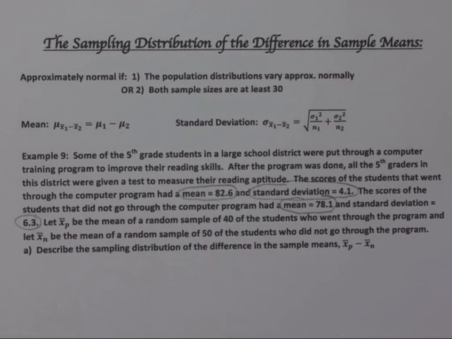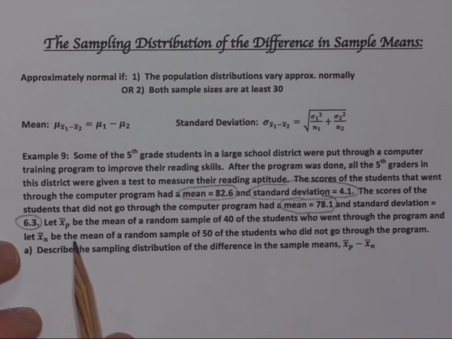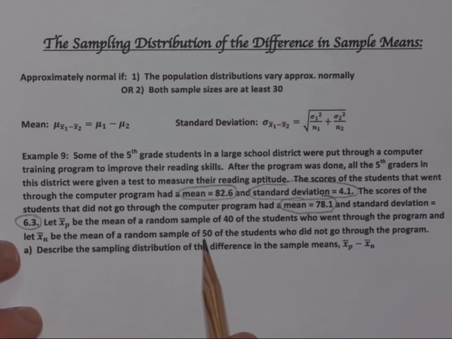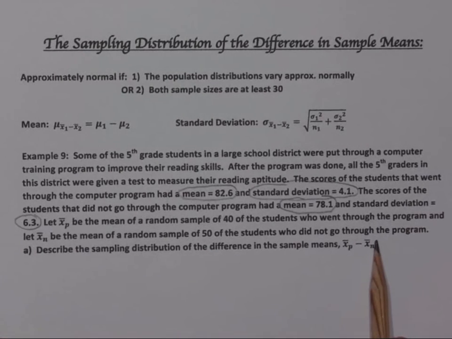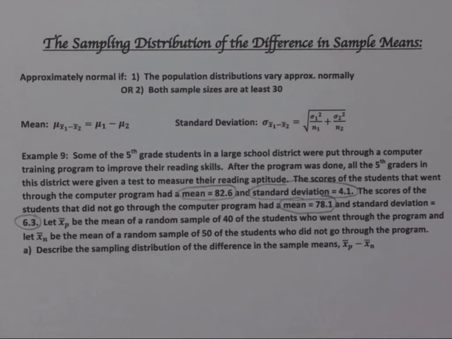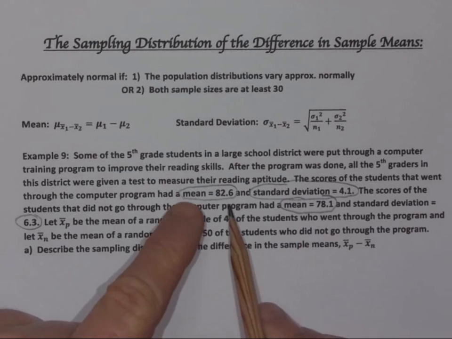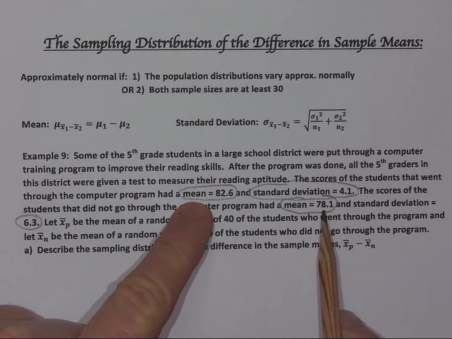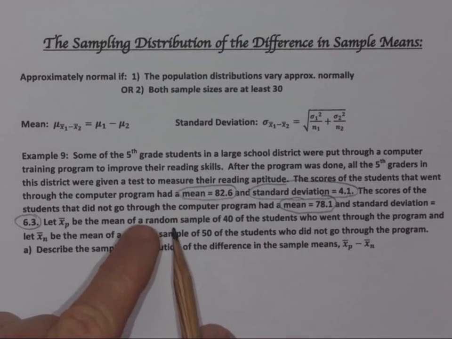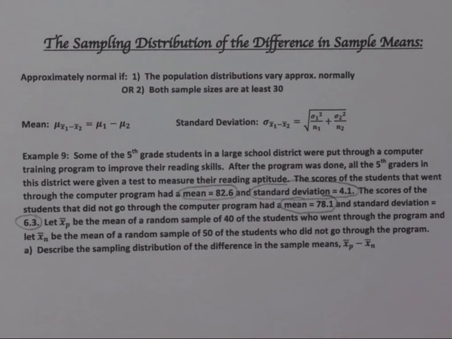Let x bar sub p be the mean of a random sample of 40 students who went through the program, and x bar sub n be the mean of a random sample of 50 students who did not go through the program. What's going to happen in essence later in the year is we're not going to be given these population values, and we're going to use sampling to figure it out. And so we're doing this right now to create the theory to work with that.